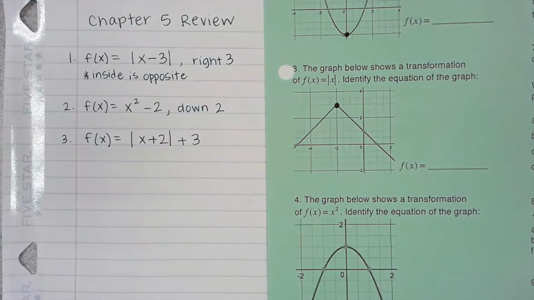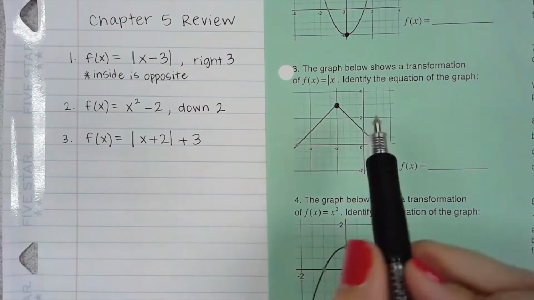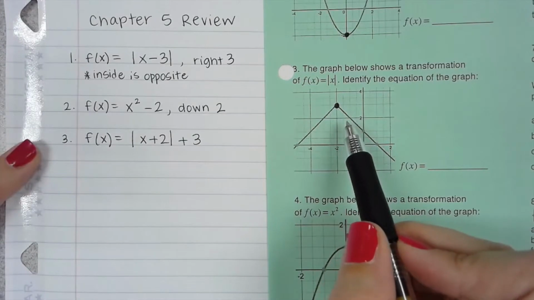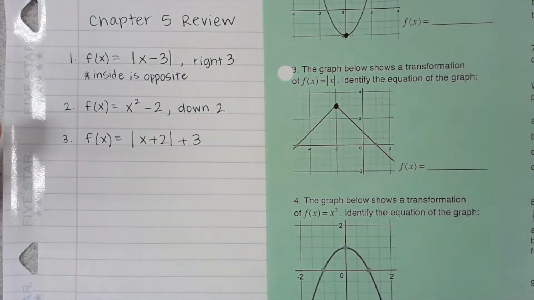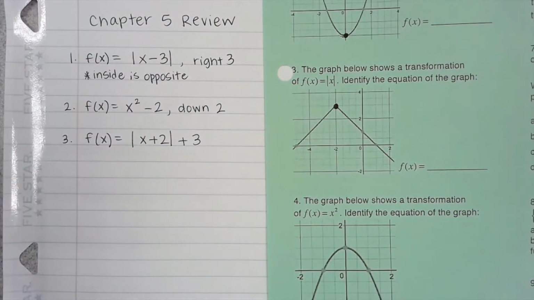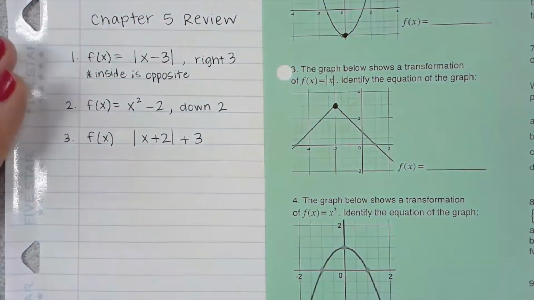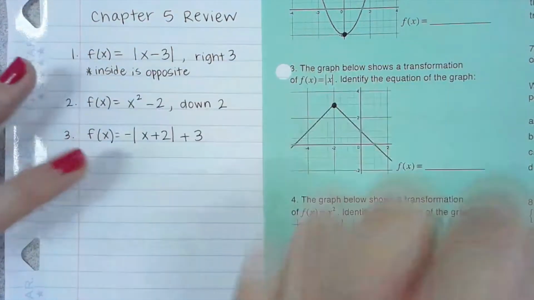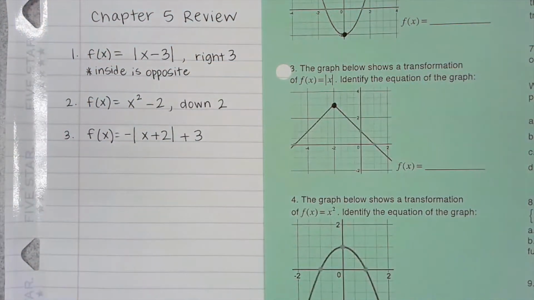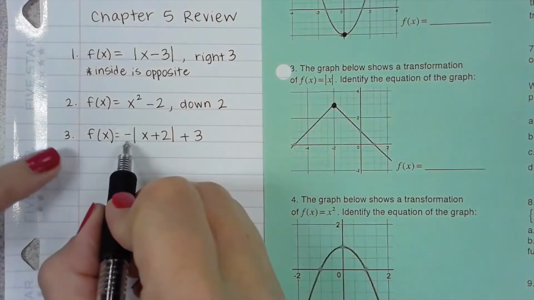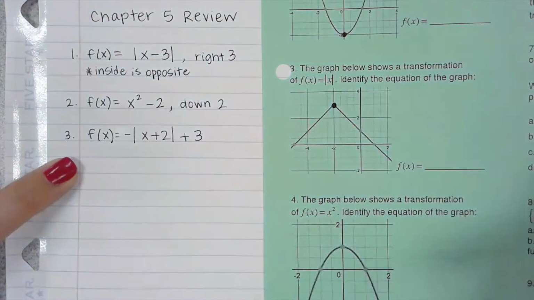And then there's just one additional thing that I need to add onto my work. This graph would still be opening upwards, but this graph is opening downwards. So when you write your answer to this question, you want to make sure that you leave yourself enough space to go back and add in the negative at the beginning, like I didn't do. So it's going to be negative the absolute value of x plus 2 and then plus 3. So the negative is a reflection in the x-axis here.